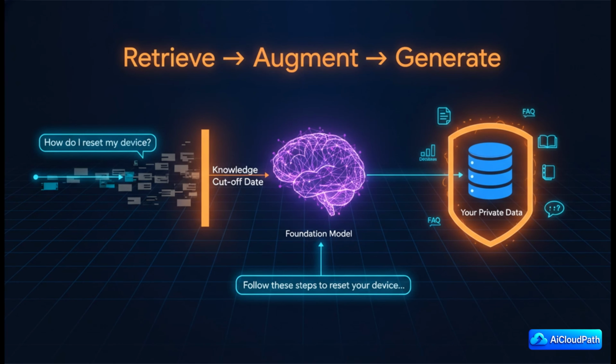Well, the problem really boils down to two big things. First, these foundation models, they're trained on a huge but totally static pile of data. They have a knowledge cutoff date, meaning they're basically living in the past. They're completely blind to anything new. But here's the bigger deal. They have absolutely zero access to your company's private internal data. It's like they're standing outside your building, unable to see in.